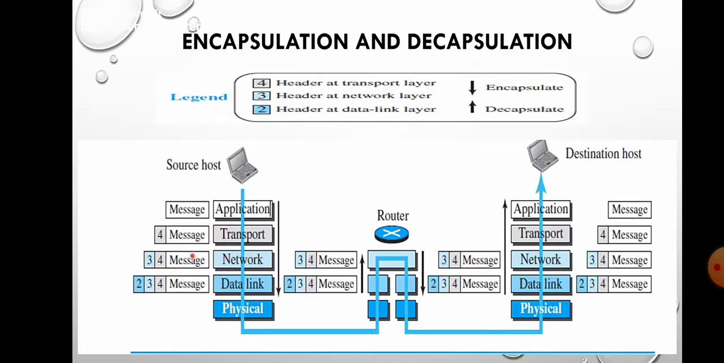The network layer will encapsulate the data by adding its own header information, that is 3, and it will transfer the data to the data link layer. The data link layer receives the data along with the payload, the transport layer header and trailer information, and the network layer information. Once again, the data link layer will add its own information, that is 2, and it will transfer that encapsulated information through the router.